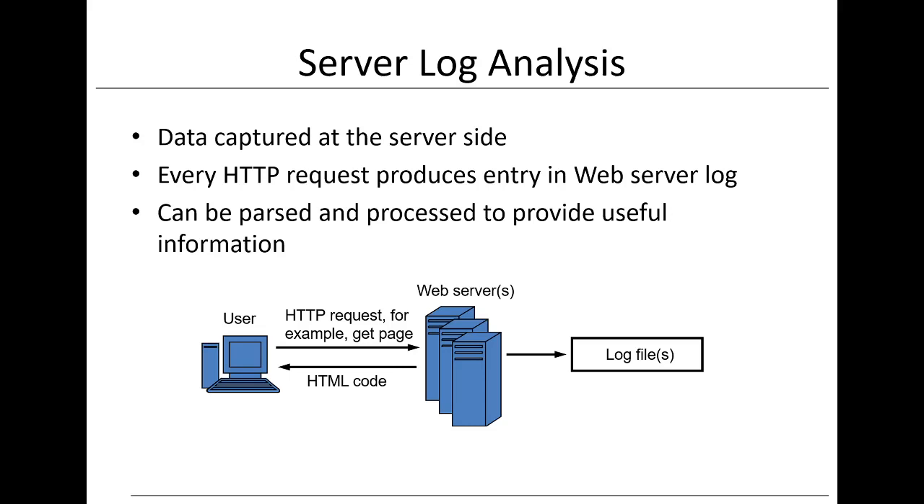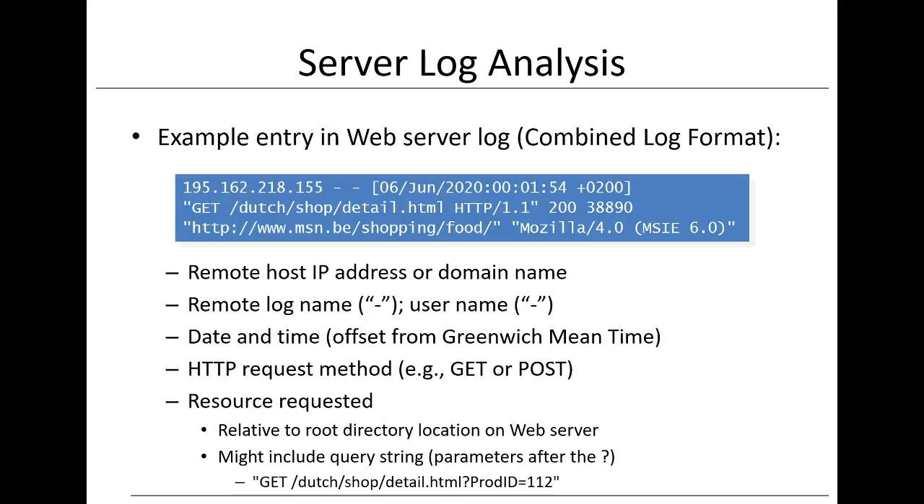Let's get into some more detail. Here you can see an example entry in a web server log according to the combined log format as used by Apache and NCSA. It starts with the remote host IP address or domain name. Note that this can help identify the location of the client computer and thus provide useful information about what geographical regions we attract visitors from.